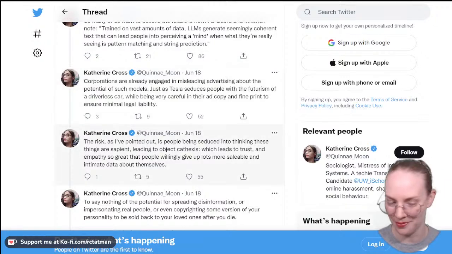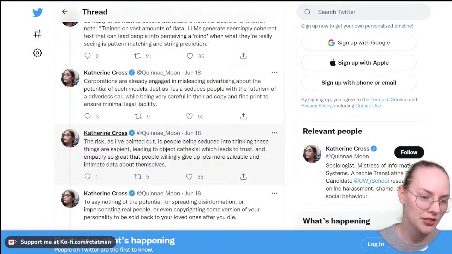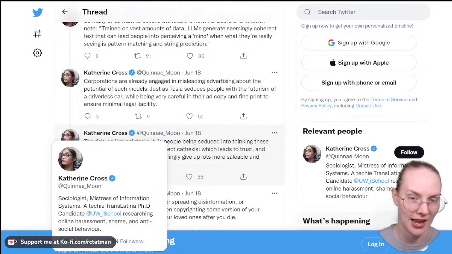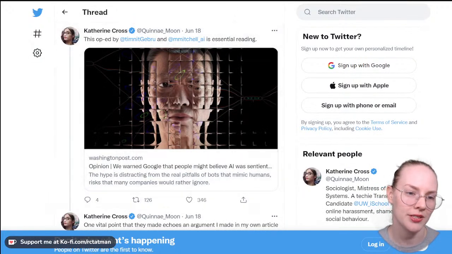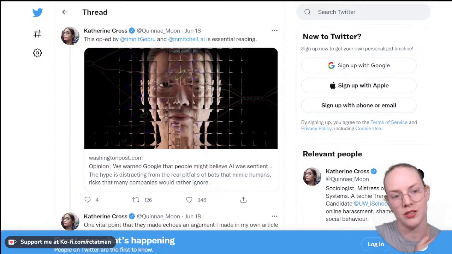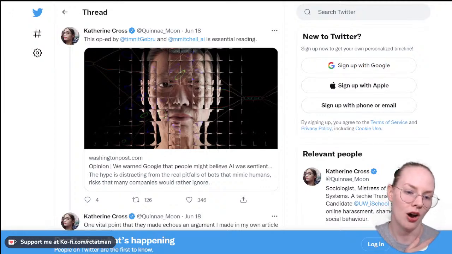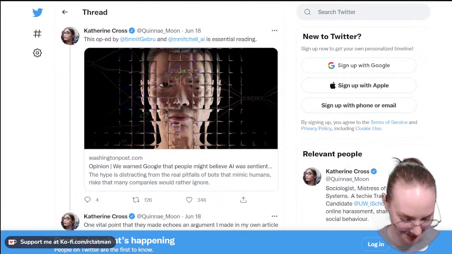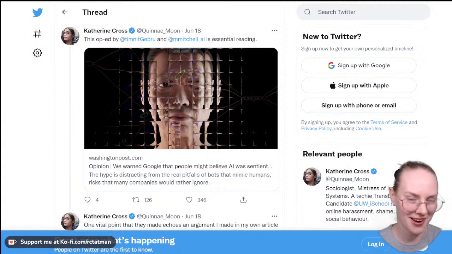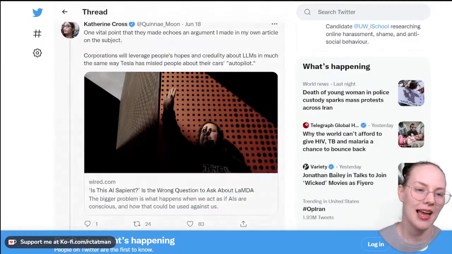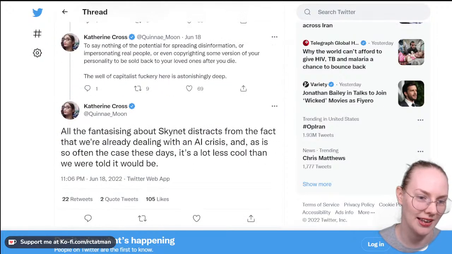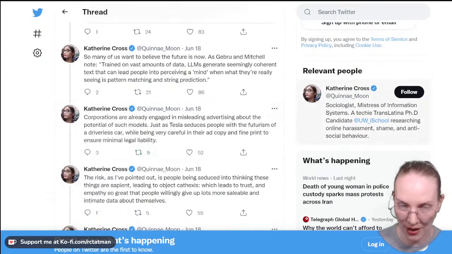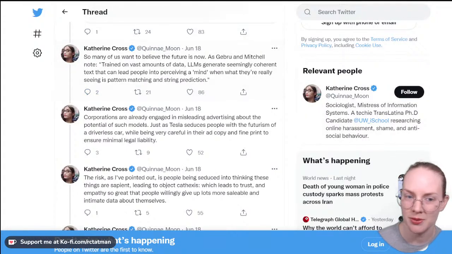Anyway, also a relevant Twitter thread. This is from Catherine Cross, who is, I believe, yes, a graduate student at the University of Washington iSchool. Oh, it's over there as well. She's talking about, in this thread, responding to this piece by Timnit Gebru and Meg Mitchell, the fact that people tend to form incorrect beliefs about the sentience of AI systems. I thought that these points in here were particularly relevant and good to think about for those of us working in the field. Many of us want to believe the future is now.